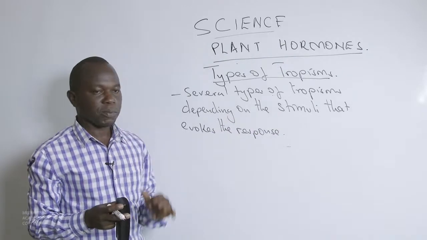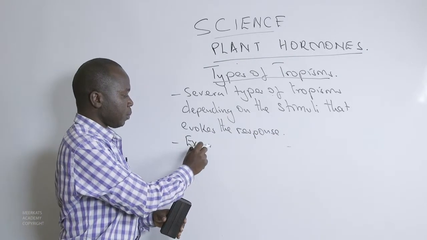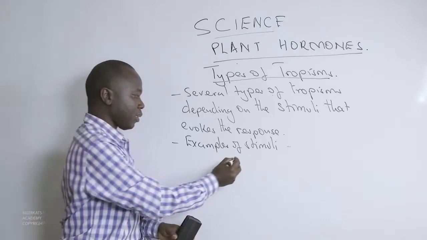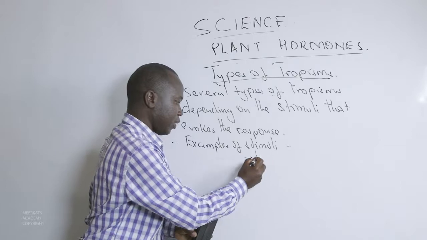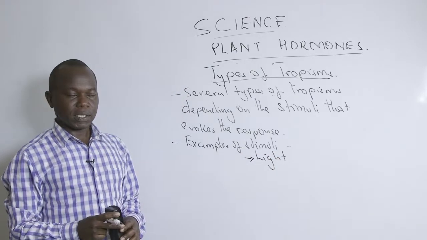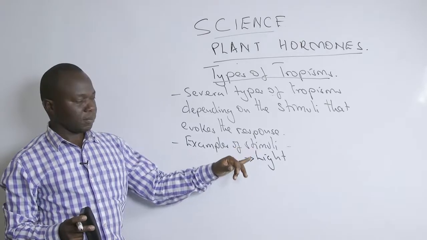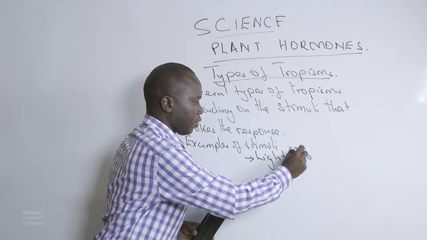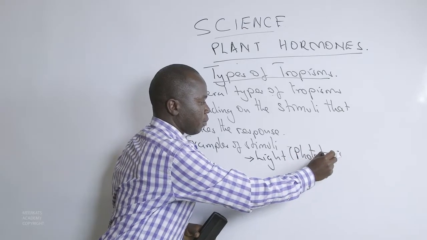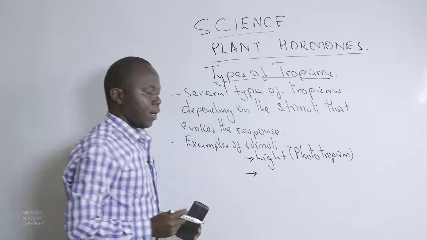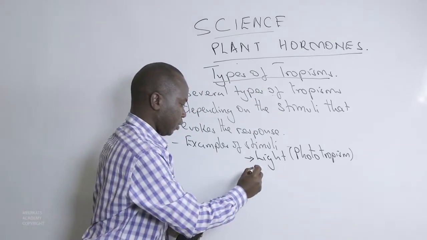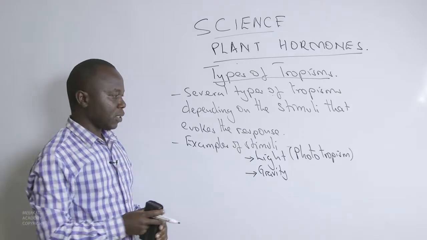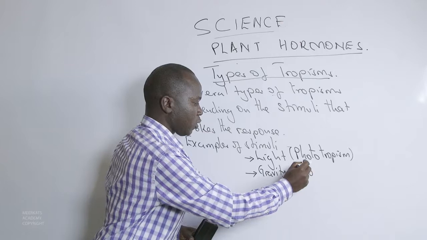So we are going to look at several stimuli, examples of stimuli that can bring about responses in plants. These include: 1, light, as we have just used as an example previously. If tropism is evoked by light, it shall be called phototropism. Another stimulus could be gravity. If the plants are going to respond to gravity, then that tropism shall be called geotropism.